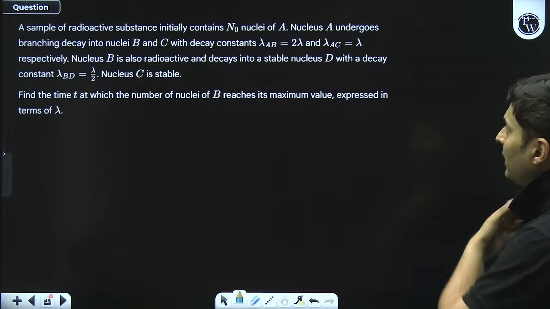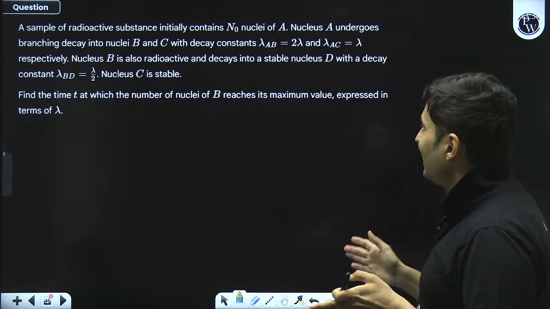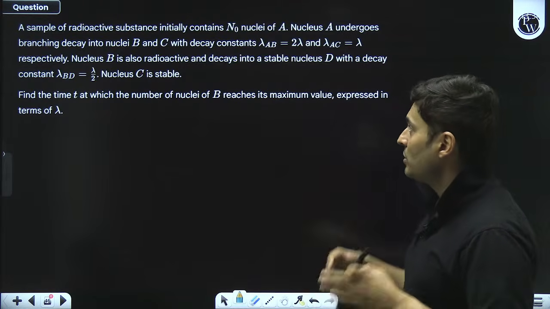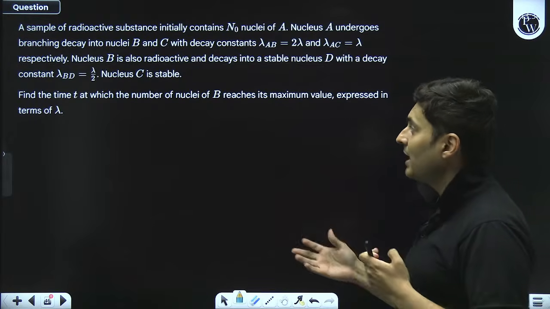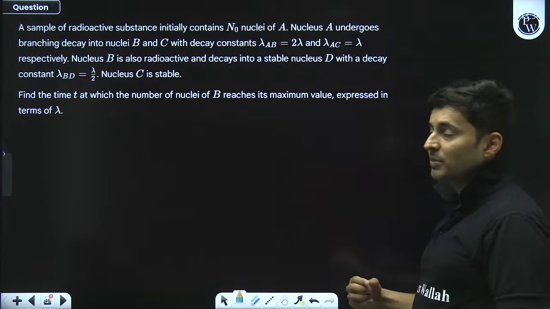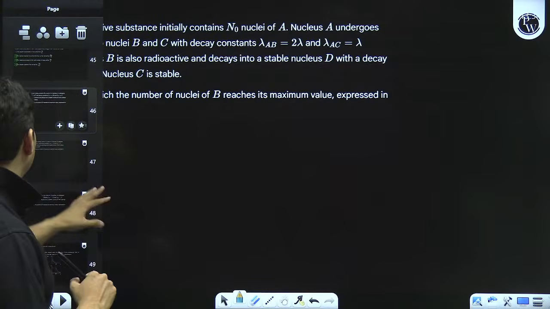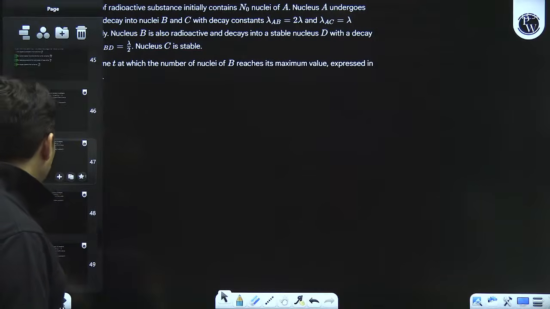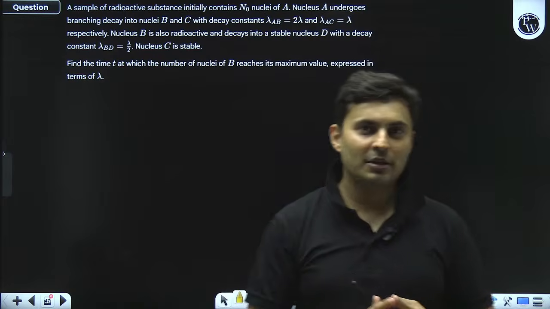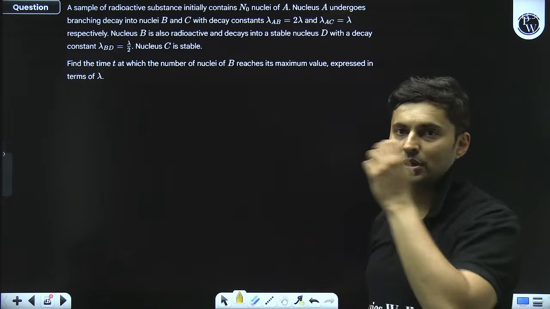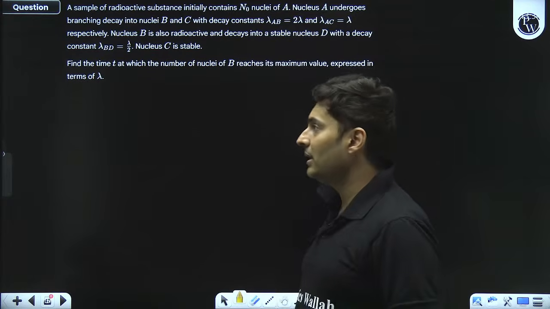There is a sample, contains some nuclei. It undergoes branching decay into B and C, with decay constants 2 lambda and lambda. B is also radioactive, decays into another nucleus D with another constant, lambda by 2. Nucleus C is stable. Find the time at which B reaches maximum value expressed in terms of lambda. Wow, brilliant question, guys. It feels very easy at the beginning, but when you start taking this problem up, you realize you have taken up a very difficult task. I have solved these kinds of questions before, and I know it's not short. It is definitely lengthy and mathematical.